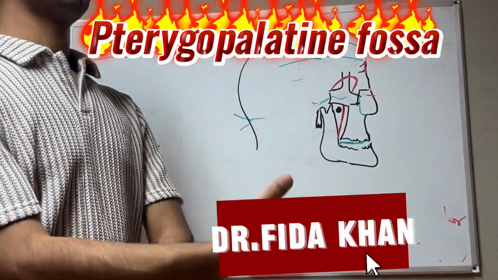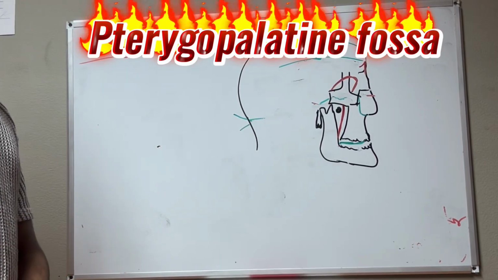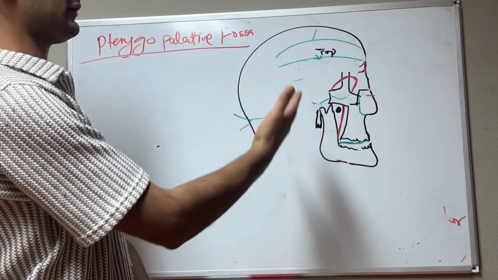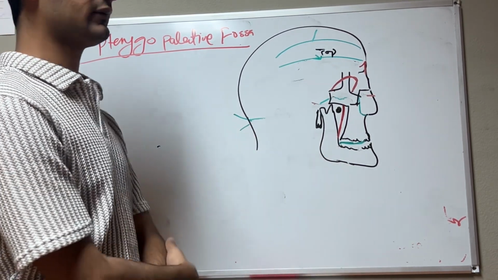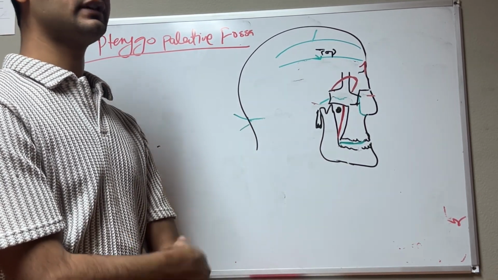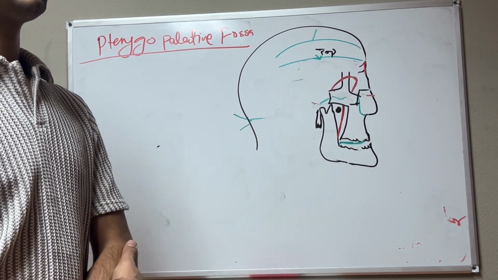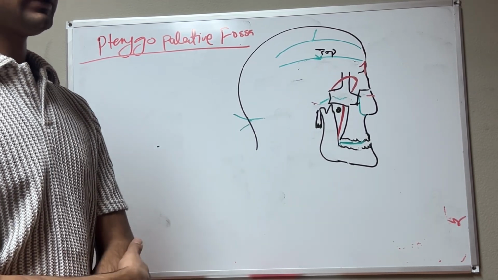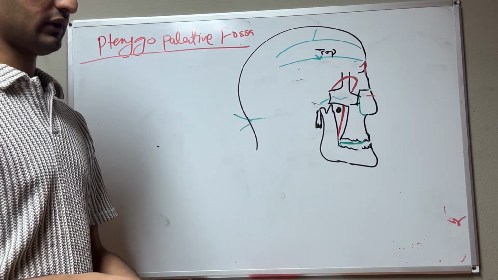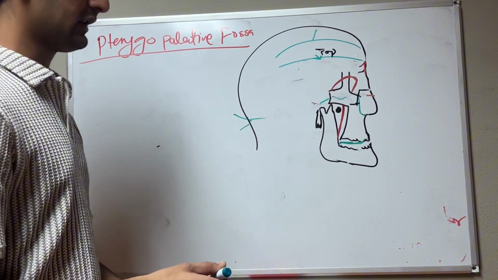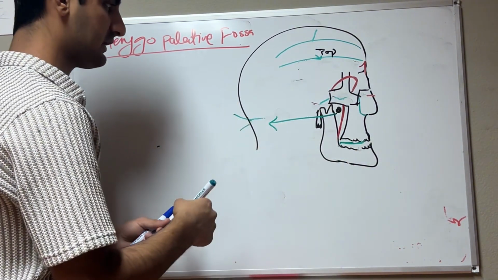Now the third fossa is the pterygopalatine fossa. We already discussed, from the top, the temporal fossa, then the infratemporal fossa, and the infratemporal piece, which is the division of the temporal and infratemporal fossa. Then we already discussed three walls in the infratemporal fossa and two connections, but now we have the infratemporal and pterygopalatine fossa. This is the pterygopalatine fossa which we show. Now they have connections.